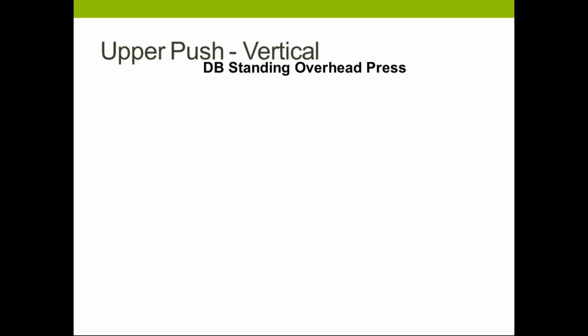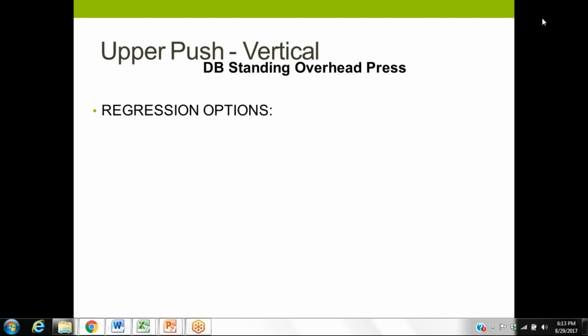So when you guys are working at your upper push vertical, we're going to have the base movement as a dumbbell standing overhead press. What would you guys do for regression of this movement if they're not able to do this movement at all? Typically what I'm talking about here is not so much strength, but more mobility. Okay, they can't really even get the head overhead, that standing position. What would you guys do for a regression, do you think?